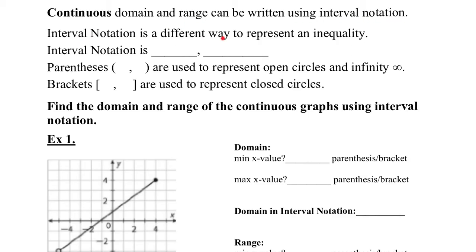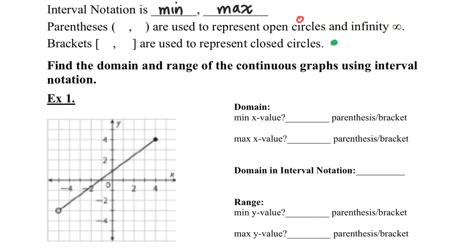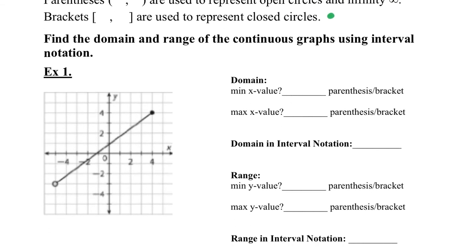Interval notation is a different way to represent an inequality. If you recall from last class, in interval notation, we do the minimum or the lowest value, comma, the highest value. We use parentheses to represent open circles and to represent infinity, and we use brackets to represent closed circles. So for the first couple examples, we're going to kind of scaffold all the steps, and then we'll take out some of these steps as we work.